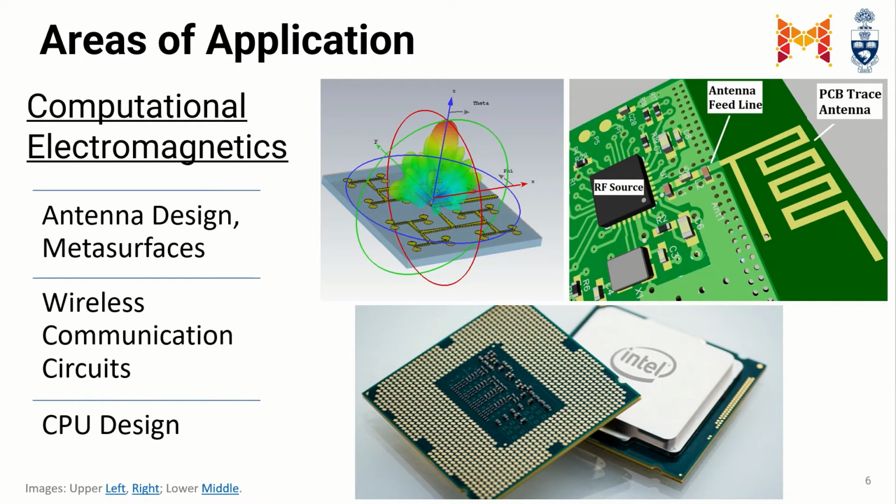Another area where radar cross-section is useful is in computational electromagnetics, which, among other things, is critical in the design of consumer technologies such as cell phone antennas, wireless communication circuits, and high-frequency central processing units. It is vital to ensure that the numeric computational electromagnetic solvers are accurate so that these technologies work as expected.